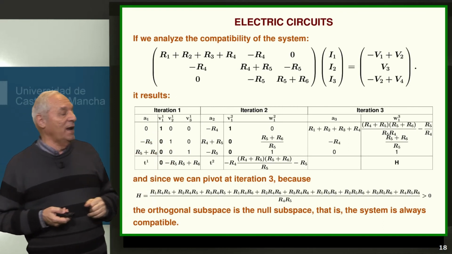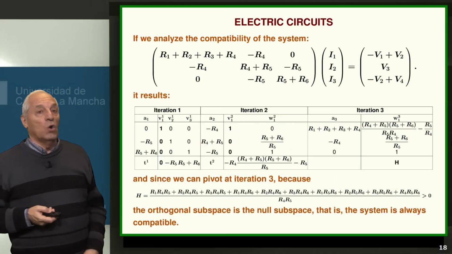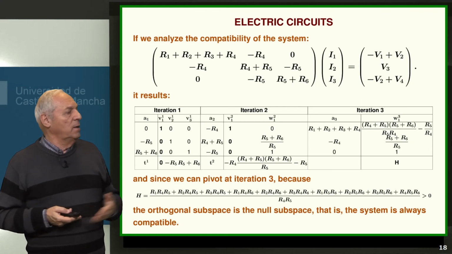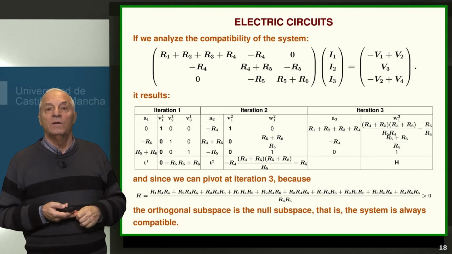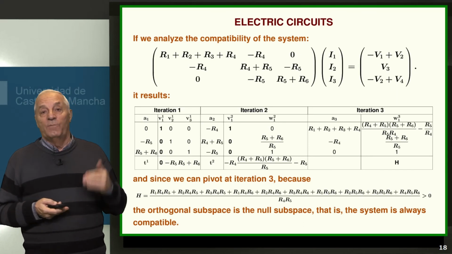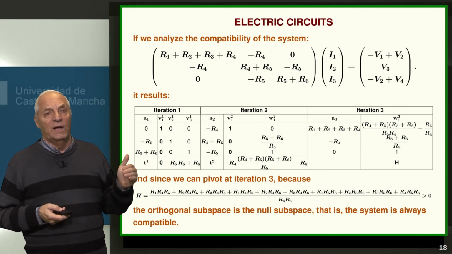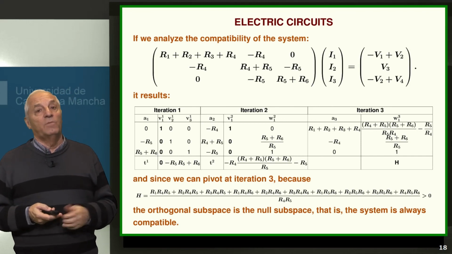When calculating the scalar product we get the value H, which has a somewhat complicated expression, but it could be obtained, and it turns out that, because all the resistances R are positive, and the denominator is also a product of resistances, it is a non-zero number, greater than 0. Therefore, we can pivot again, and because we were able to pivot every time, it turns out that the orthogonal subspace is the zero vector, and therefore the system is always compatible.